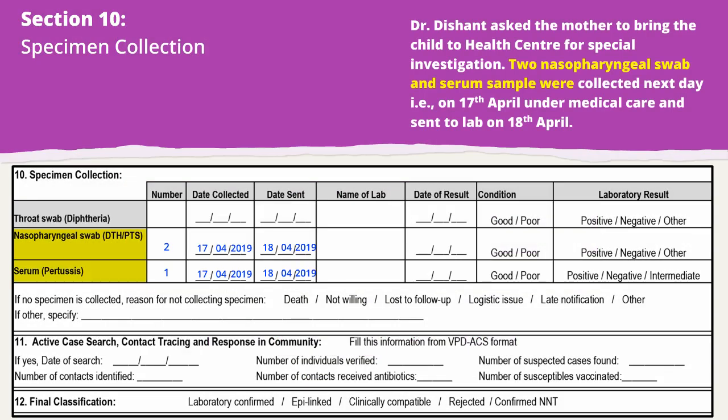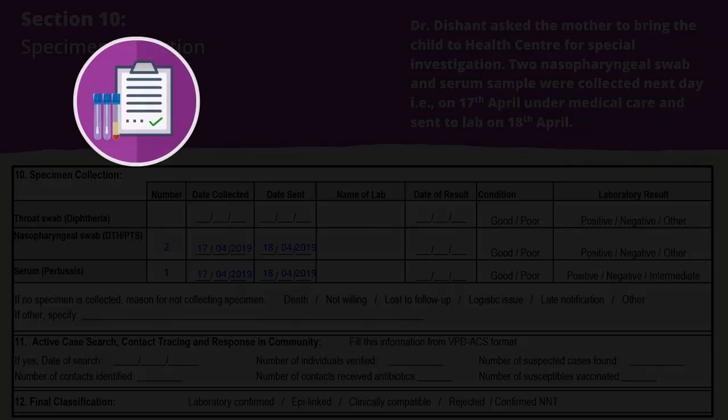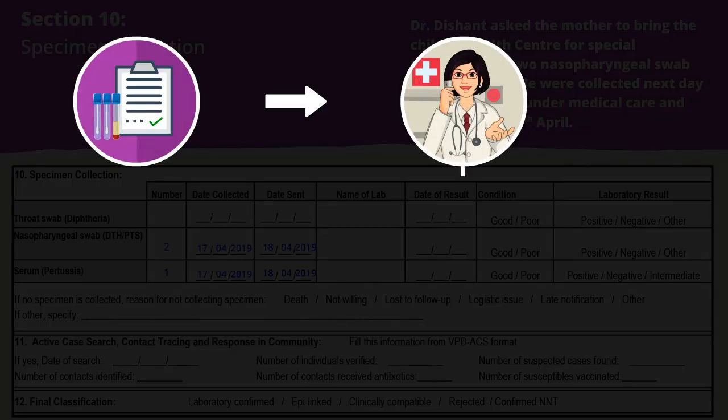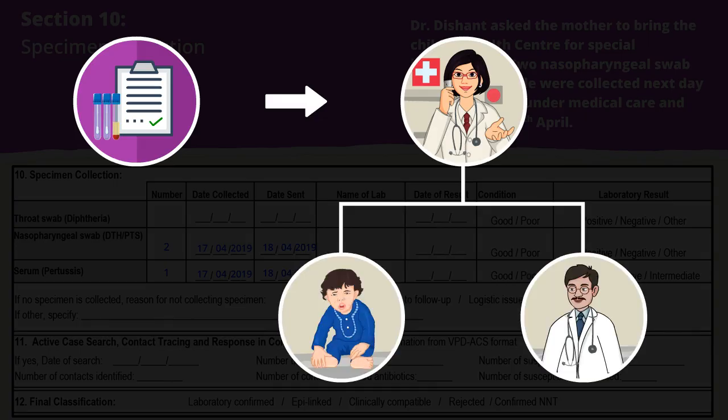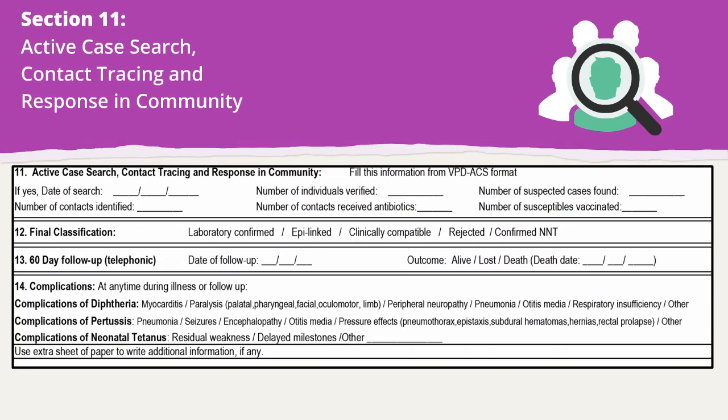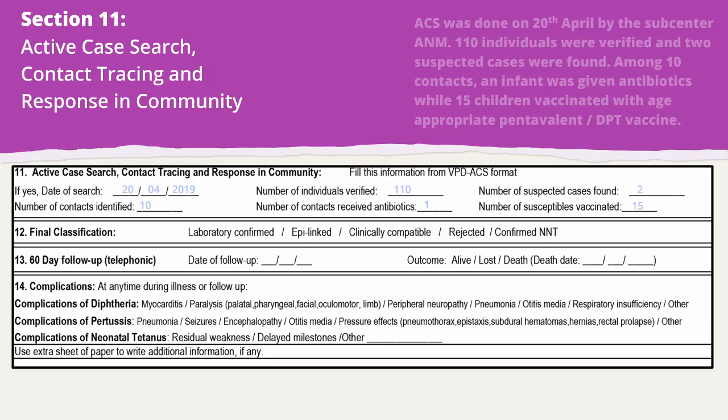Nasopharyngeal swab and serum samples were collected on 17 April. Samples were sent to lab on 18 April. Once lab result is available, DIO or SMO office should share it with patient and health facilities. Active case search in the community is important to identify all the suspected cases, contacts as well as the susceptible for early intervention. The ACS should be done using VPD ACS format.